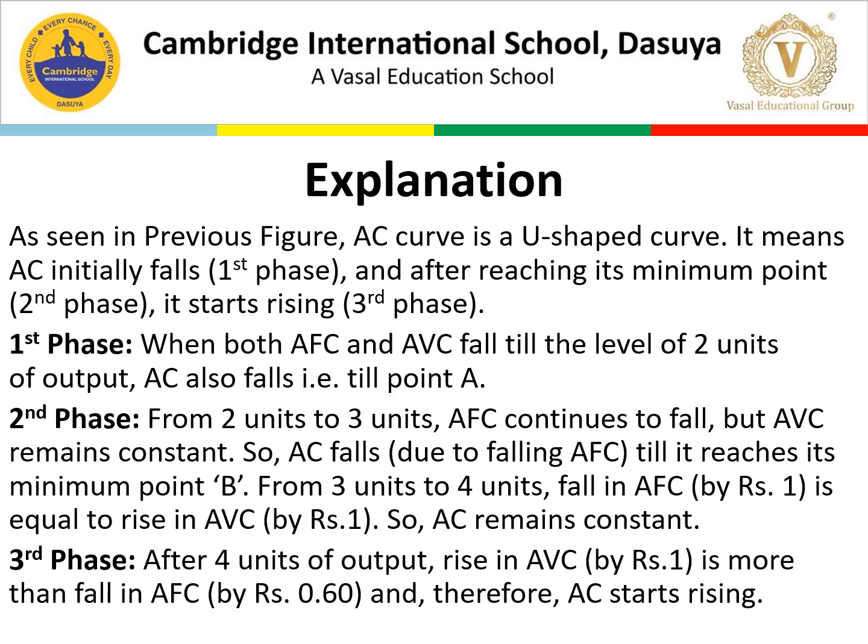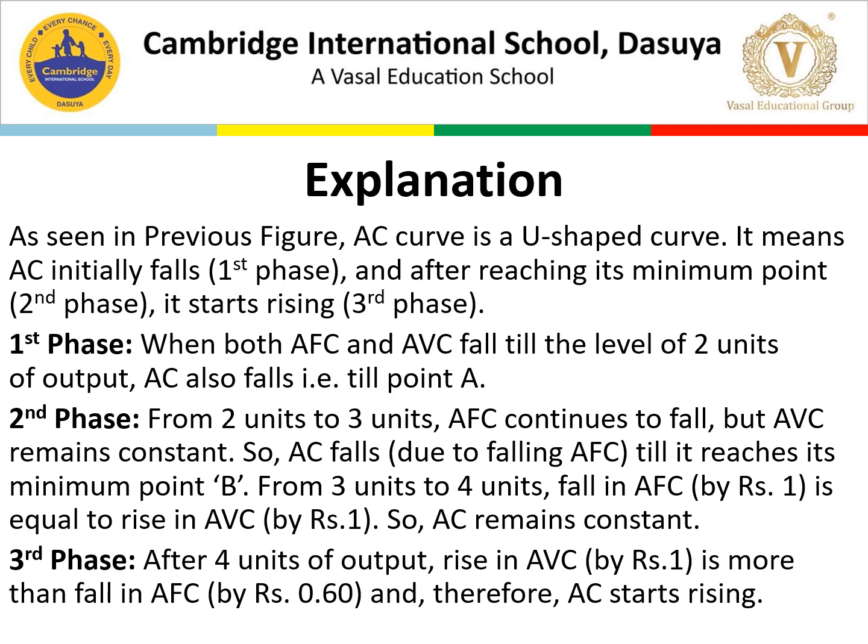First phase is when both AFC and AVC fall till the level of 2 units of output. So AC also falls till point A. You have seen the curve, and on the basis of that curve, I'm explaining this. Second phase, from the second unit to the third unit, AFC continues to fall and AVC is constant. So AVC remains constant and AC falls due to the falling of AFC.